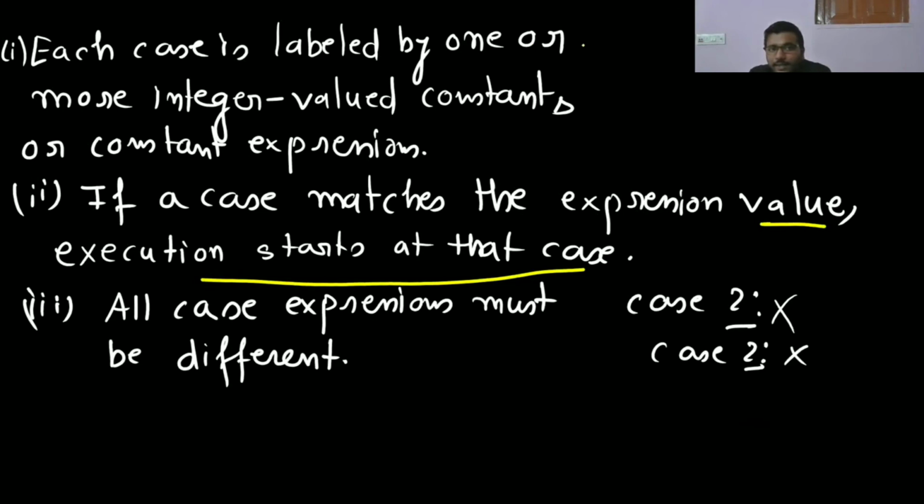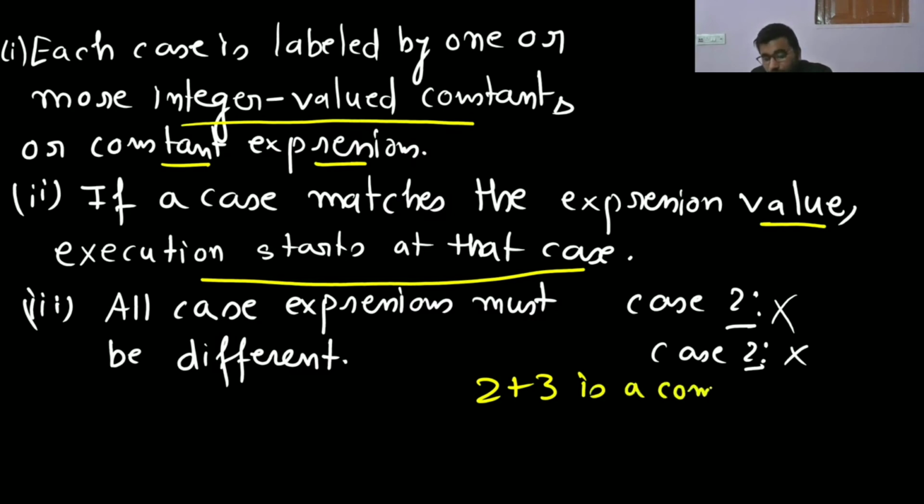So each case is labeled by one or more integer value constants or constant expressions. Either you can have an integer value constant directly, or you can have a constant expression. So what is a constant expression? 2 plus 3 is a constant expression. When the operands in the expression are only constants, it is a constant expression. In the previous lecture I explained what is an expression, what is a constant expression, what is an integer constant. So either it will have an integer value constant or a constant expression.